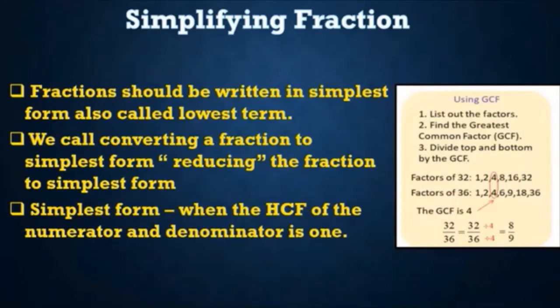We'll first list out the factors. So we listed them out over here in these two lines. Now we will find the highest common factor between them, which is 4. So now we'll divide the numerator and the denominator by 4. When we divide 32 by 4, we will get 8. And when we divide 36 by 4, we will get 9. So that means when we simplify 32 by 36, we will get 8 by 9.